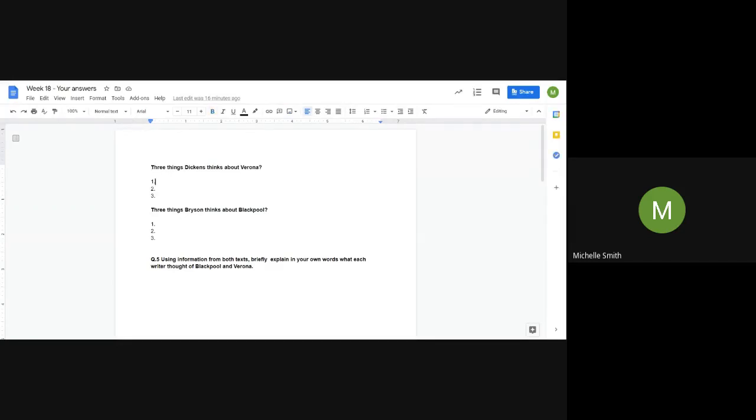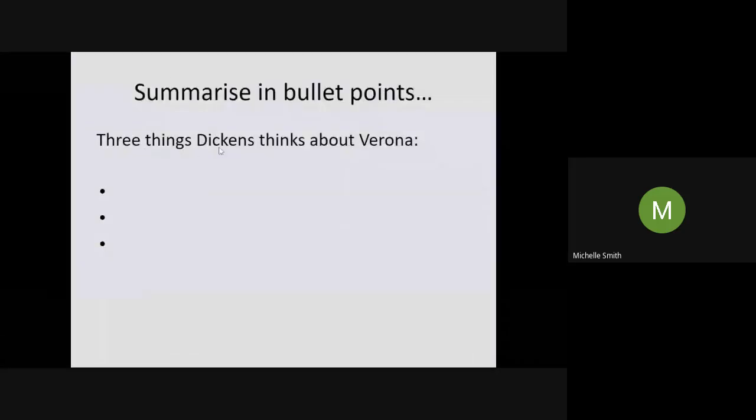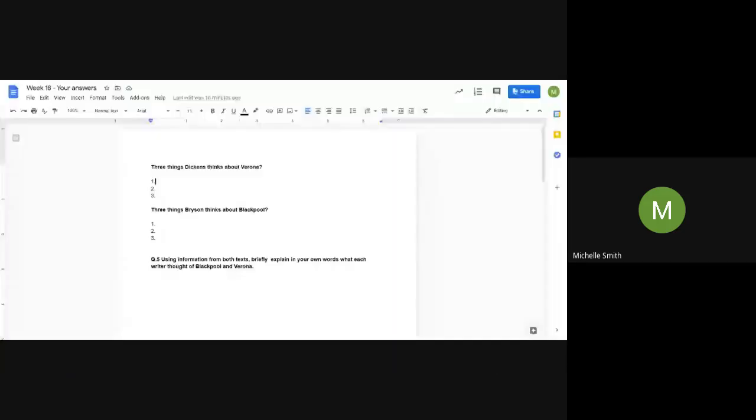So all you need to do is type your 3 answers, or what would be your 3 bullet points, remember? Because I think I asked you to bullet point, don't I? Yeah, 3 things Dickens thinks about Verona. So can you write your 3 things that he thinks about Verona in those spaces where it says 1, 2, 3? So you're going to need to pause this video now.